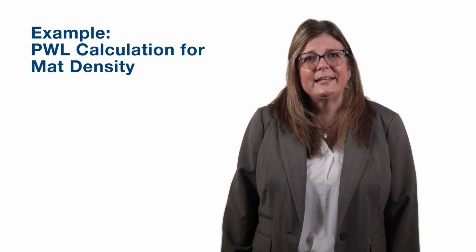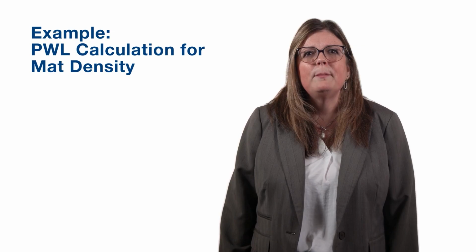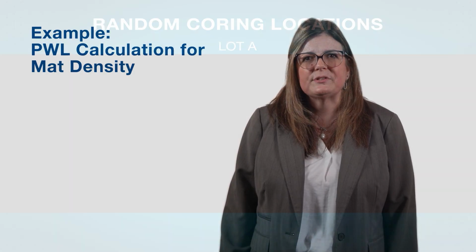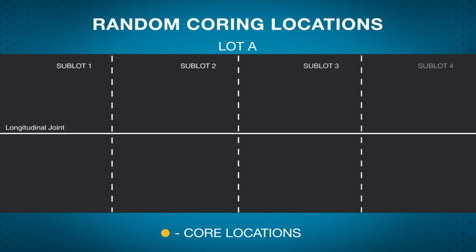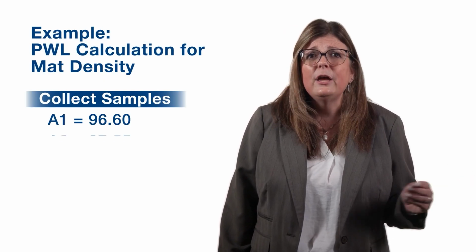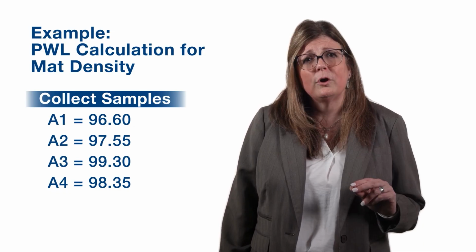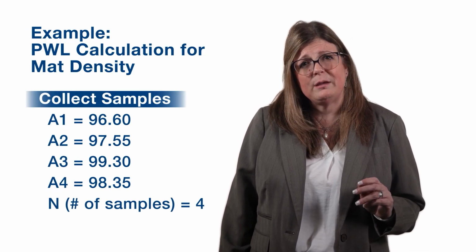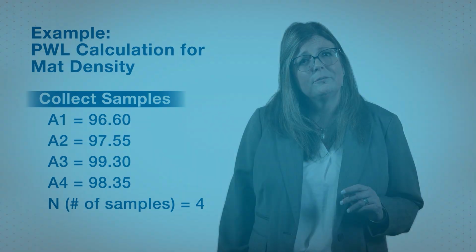FAA provides guidelines for calculating PWL based on 3 to 10 samples. Specifications usually divide lots into sublots, requiring one mat core sample for each sublot to determine density. Select one randomly located core from each sublot. In this case, we're going to call it Lot A, with sublots 1 through 4. Determine the density of each sample, A1 through A4.